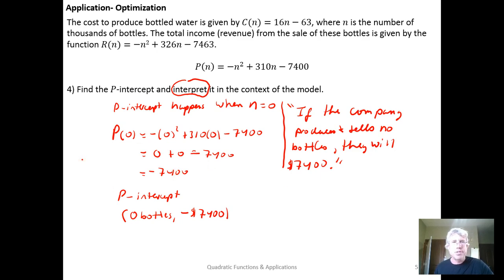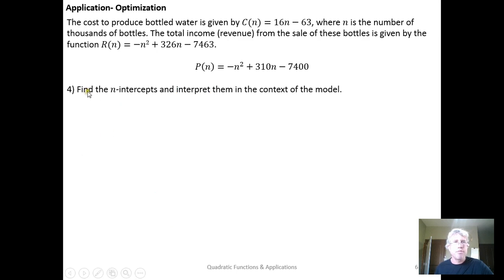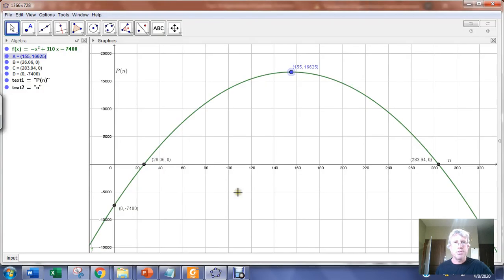So there's the p-intercept interpreted in the context of the model. And we can find the n-intercepts and interpret them in the context of the model. My n-intercepts on my graph are going to correspond to these 2 points right here. Where is the graph crossing the n-axis? The key is that as we cross the n-axis, the output, or profit, is $0. So the profit is 0 as we cross the n-axis.